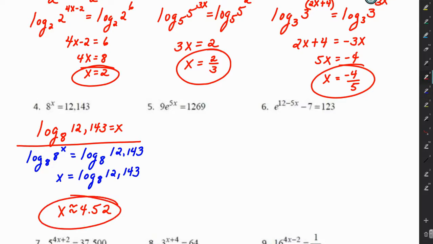All right, now with number 5, the first thing we want to do is isolate that e to the 5x, because that 9 there is really kind of troubling.